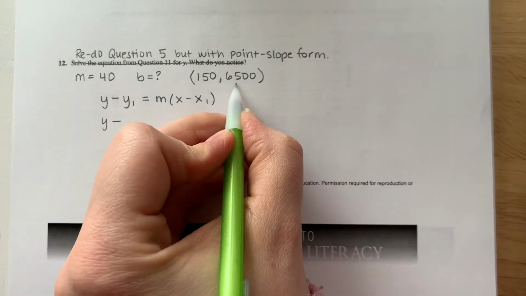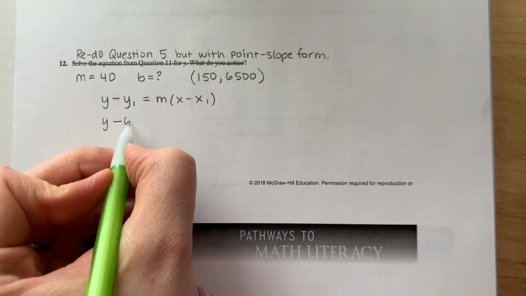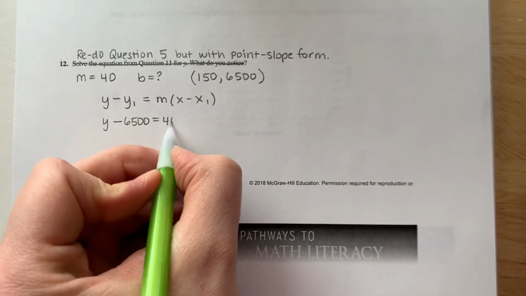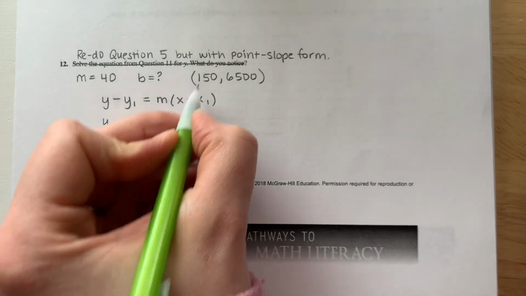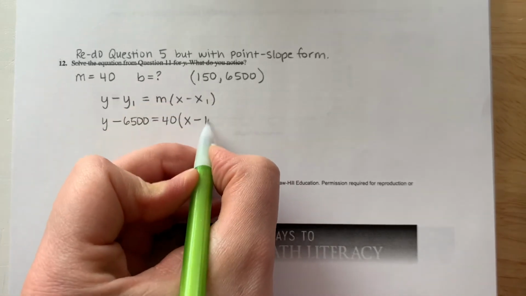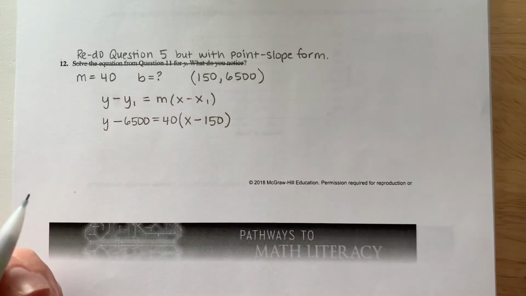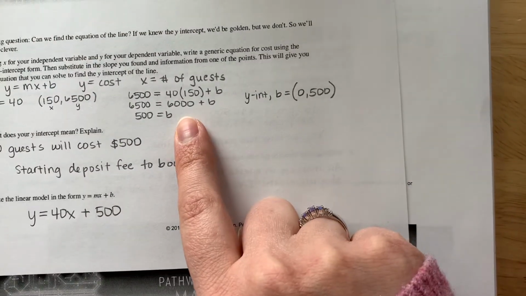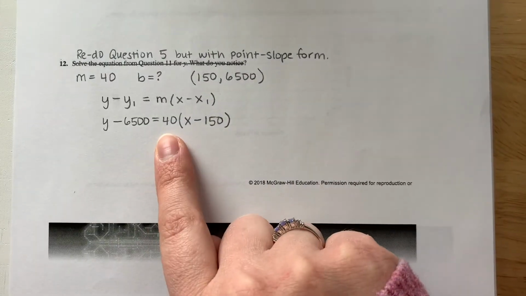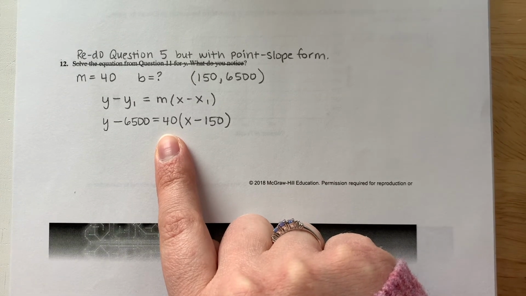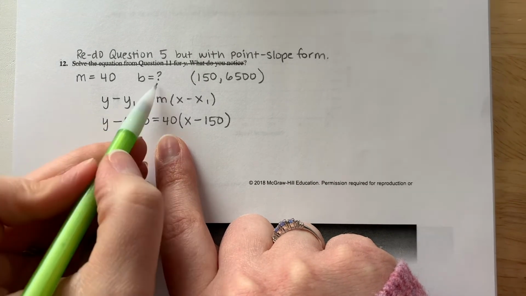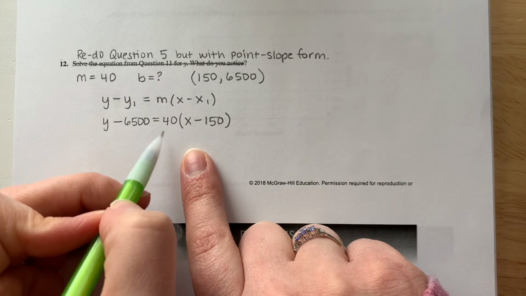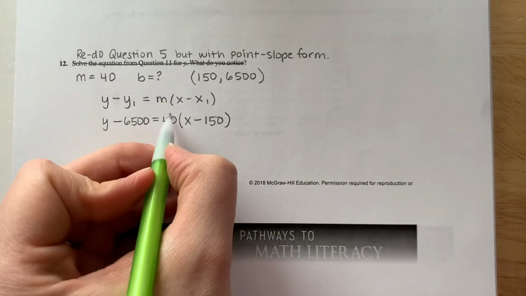So it looks like this. y minus the y value from my point, which is 6,500, equals my m, which was 40, times my x minus my x value from the point, which is 150. Now, instead of solving for b, like we did over here, we're just gonna simplify this equation, and we will be in slope-intercept form. So it's not really solving for b, it's just simplifying this, and when we're done, we will have the b value.